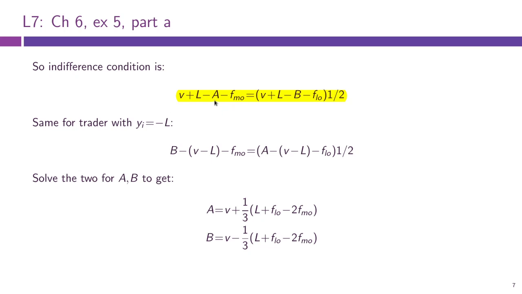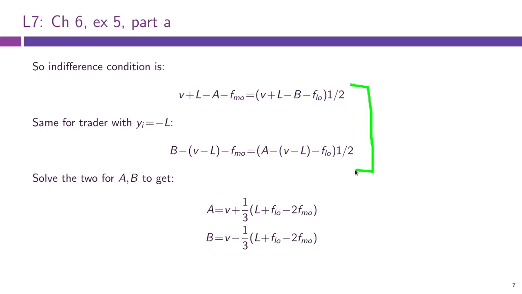This gives us one condition that equates A and B, so we can express A in terms of B or vice versa. But to pin them down, we need another condition, and this condition will be given by the similar indifference for the seller, for the trader with yi equal to minus l. So this trader, by submitting a market order, will get to sell his asset at price B, and he will lose an asset of valuation of B minus l for him, and he'll also have to pay FMO in market fees. While submitting a limit order to sell, he'll get price A, again minus the fees, minus the asset, but only with probability 1/2. So once again, the exact same indifference condition.